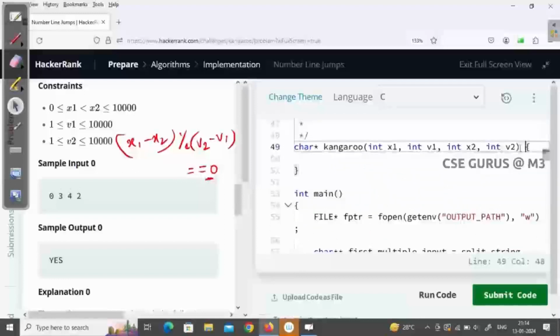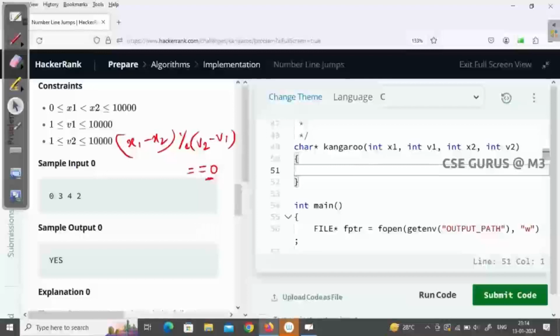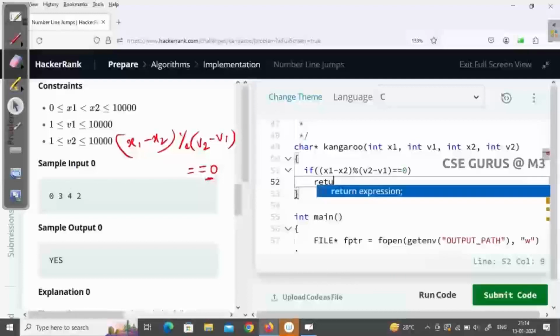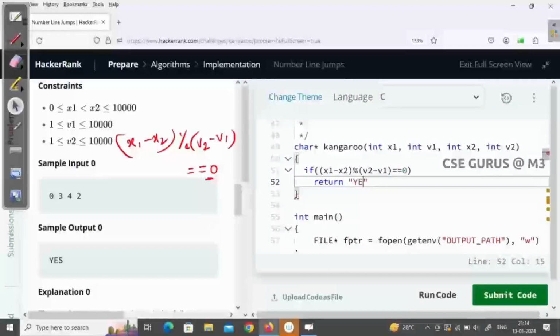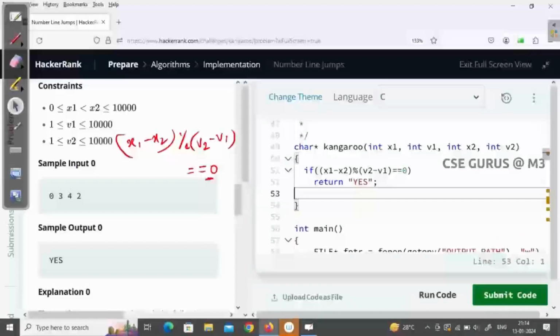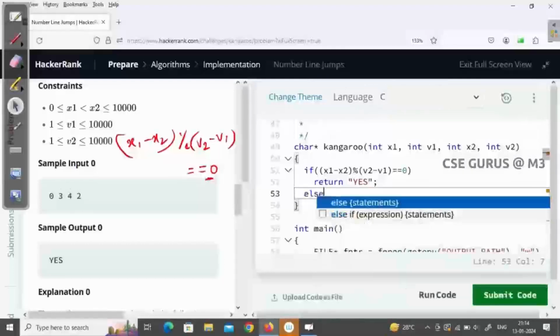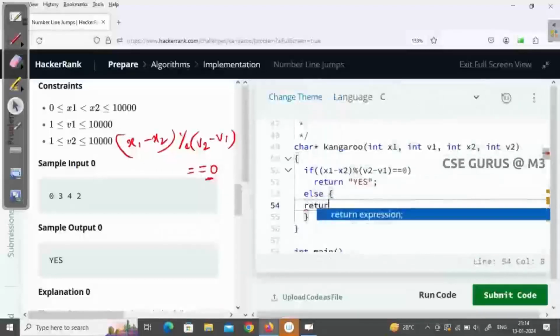Yeah, kangaroo, you have taken here x1, v1, x2, v2. The condition we want to write is: if x1 minus x2 mod v2 minus v1, it's not v1, v2 minus v1, is double equals to 0, I have to return immediately. Anyway you have to return a string, that's why return all uppercase. So this is one solution. If not, else, I have to return no, right?